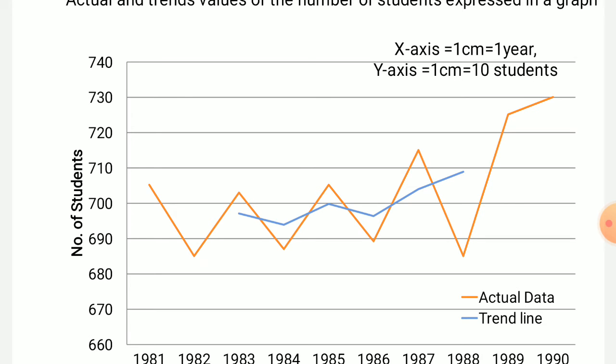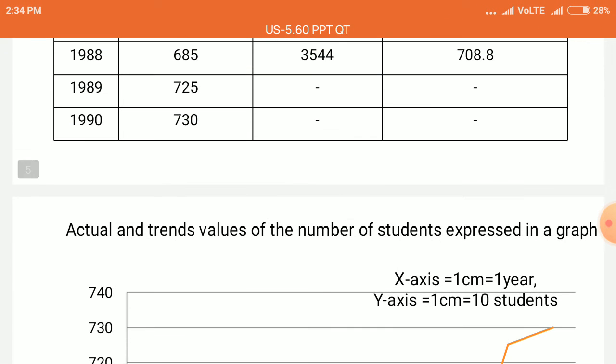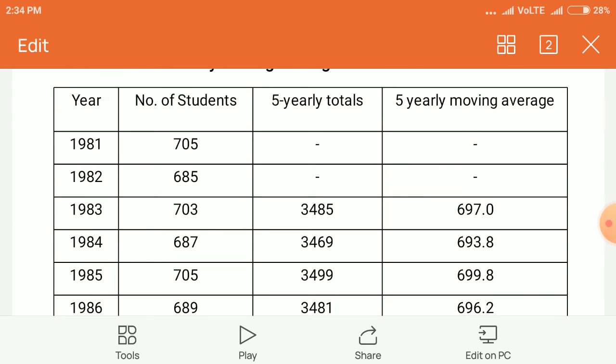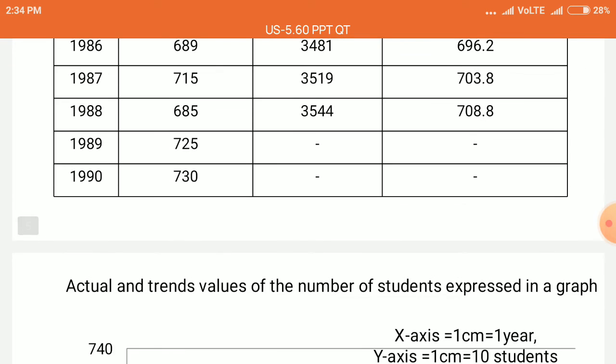By connecting a straight line through these plotted points, we get the actual data. Another value to be shown on this graph is the 5-yearly moving average. So in the year 1983, 697 is to be shown on the graph.